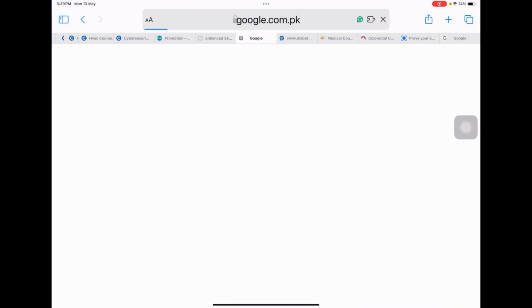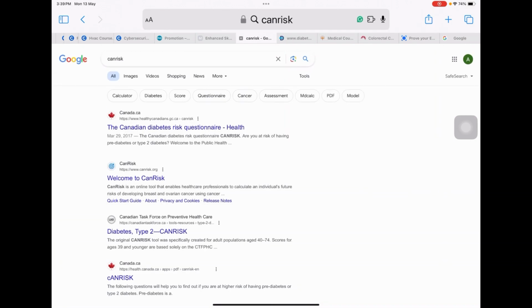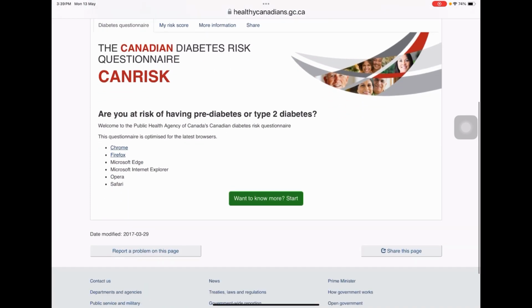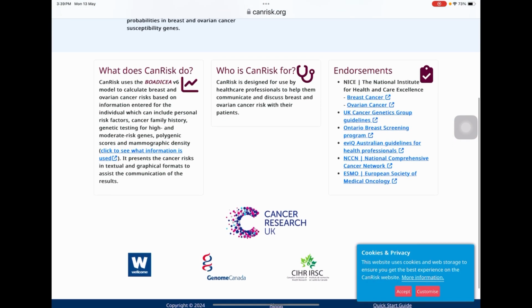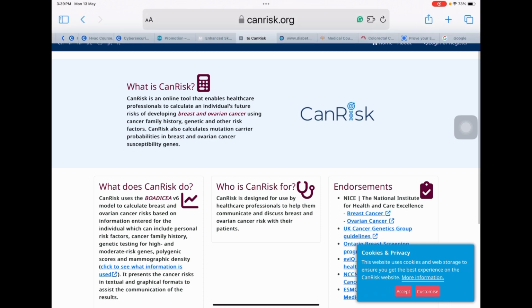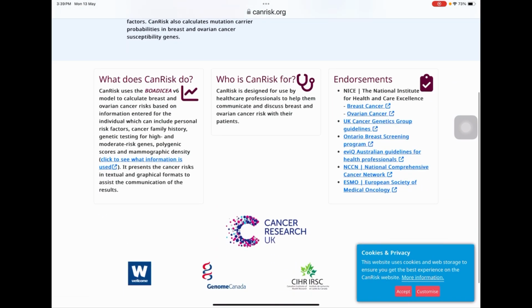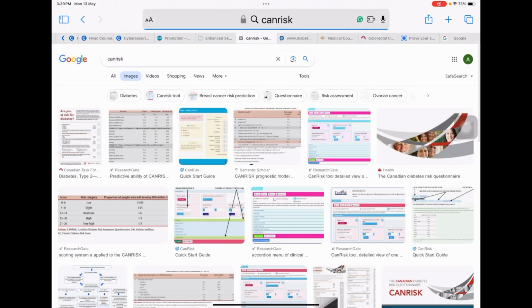Okay, here you go, CanRisk. So CanRisk is a calculator. Here is the calculator. Just have a look at the components of the calculator. It is used as a calculator for patients to discuss breast and ovarian cancer risk factors for the patient. Let's see a simpler form of it.